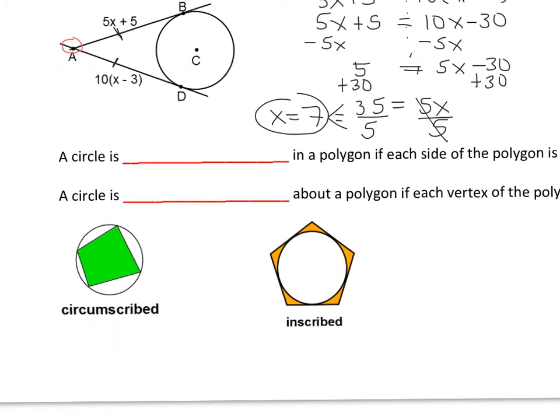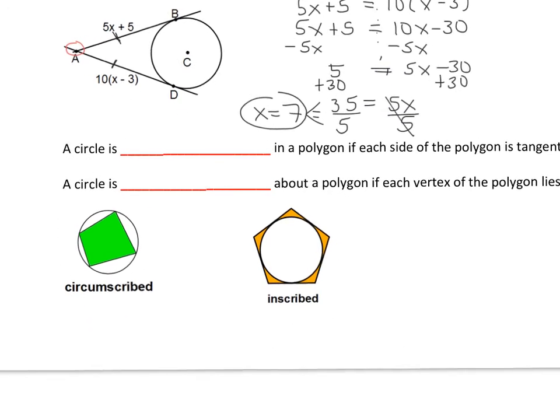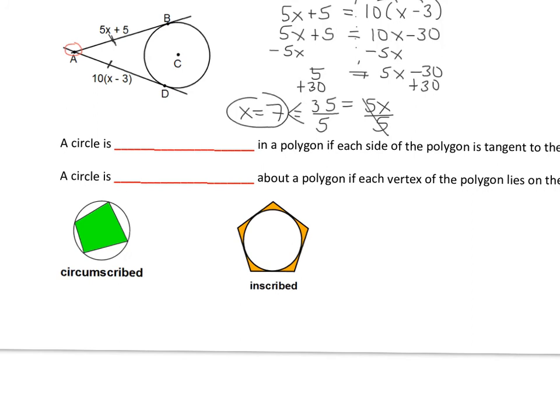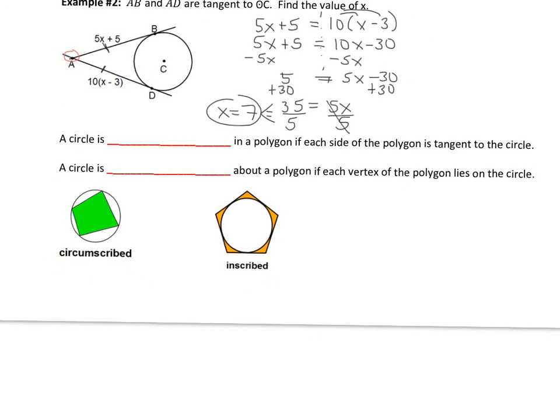Alright, a couple new definitions that go along with this idea of tangency are the ideas of circumscribed and inscribed. So we say the circle is inscribed if each side of the polygon is tangent to the circle.